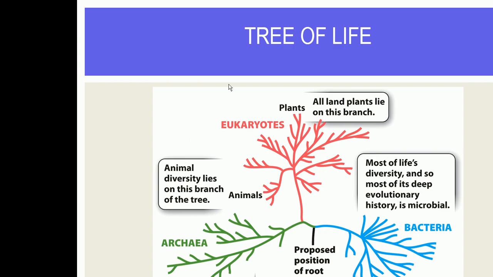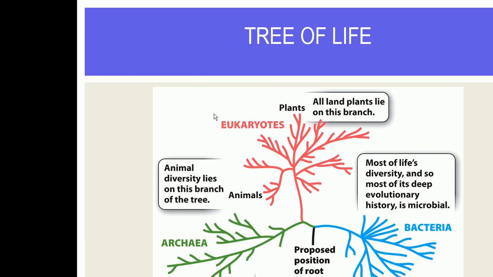So this is the tree of life. All the organisms can be divided into three domains. They are archaea, bacteria, and eukaryota. Archaea and bacteria are prokaryotic organisms, and eukaryotes are eukaryotic organisms.